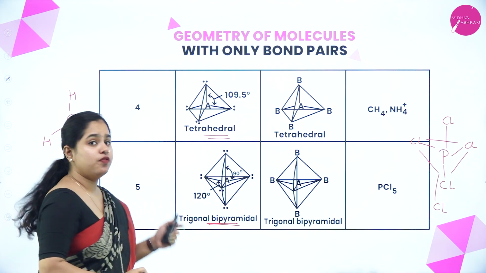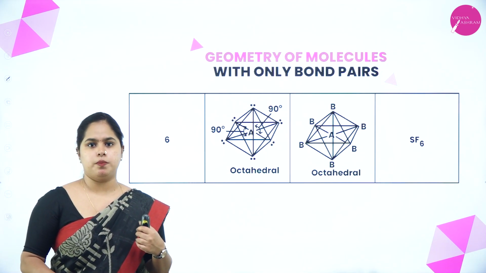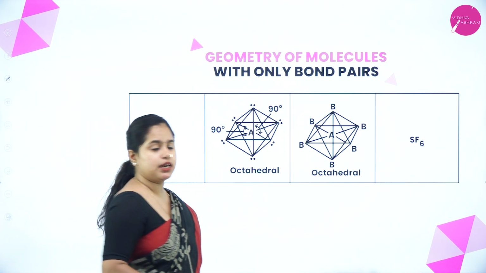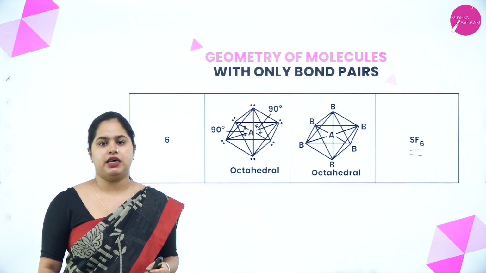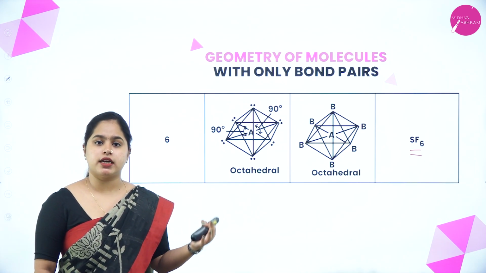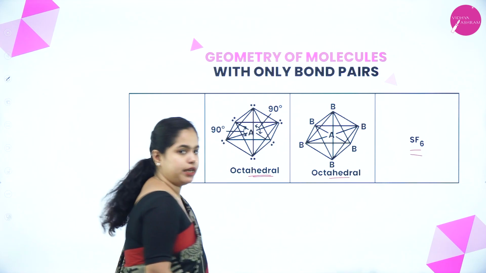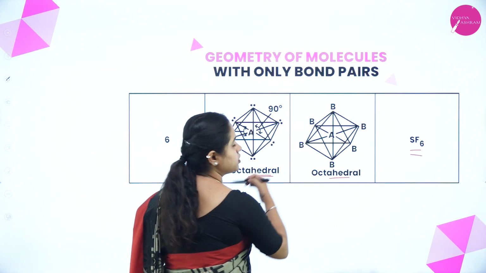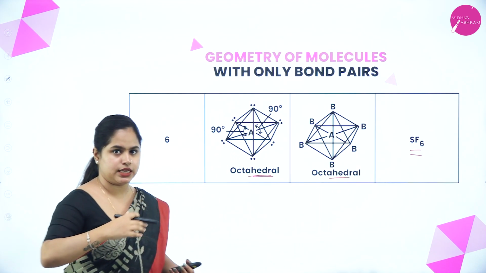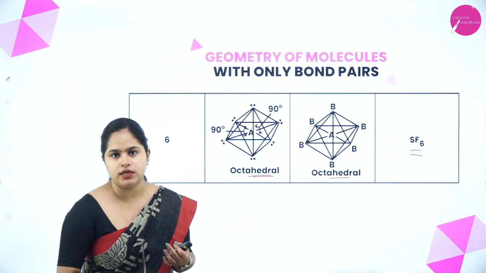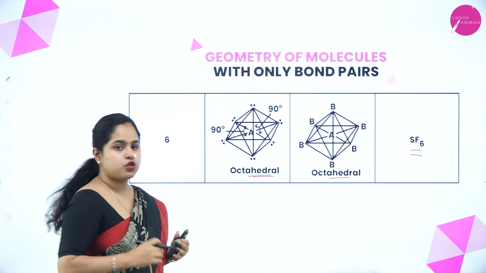Now, that is when only 5 electron pairs are present. The last one is 6 electron pairs. This example can be taken as SF6. When 6 electron pairs are present, the molecule attains an octahedral shape or octahedral geometry. So, what is octahedral shape? 4 electron pairs or 4 bonds will be in the same plane and one in the top and one in the bottom. So, that is octahedral geometry. I hope it is clear.